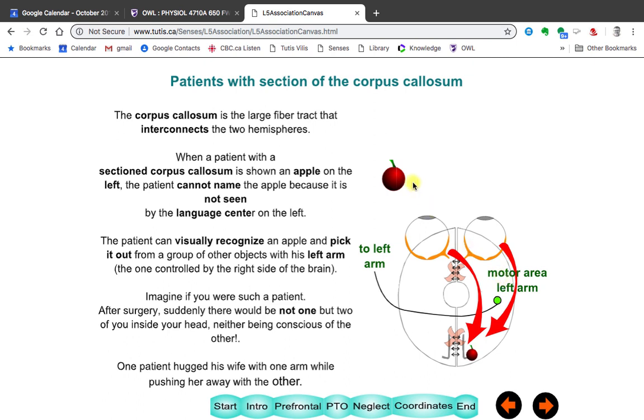Well, let's suppose the person was looking at something like this, an apple on this side. Okay? That apple is projected to this side of the brain. So this side of the brain sees an apple, but the person, because the language is over here, can't recognize and say the word apple. But the left arm is represented here as well. So the left arm can reach for this apple.